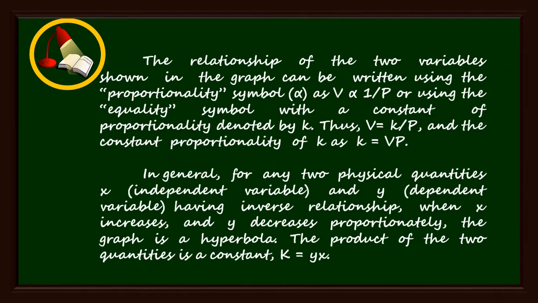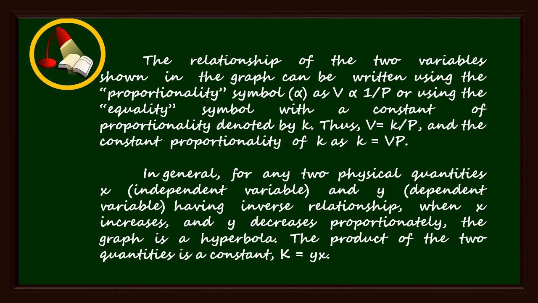The relationship of the two variables, shown in the graph, can be written using the proportionality symbol alpha, as volume V is inversely proportional to pressure P, or using the equality symbol, with a constant of proportionality, denoted by K. Thus, V equals K over P, and the constant of proportionality K equals V times P.